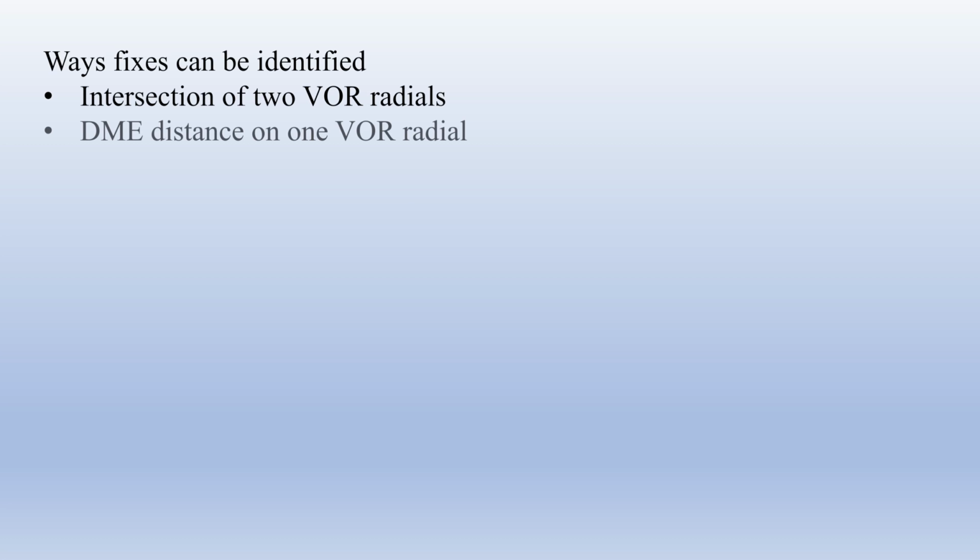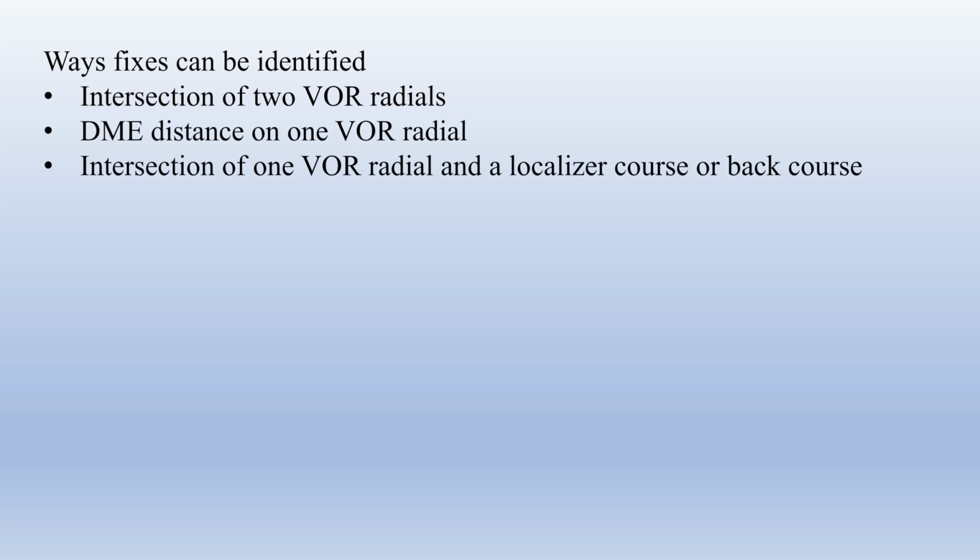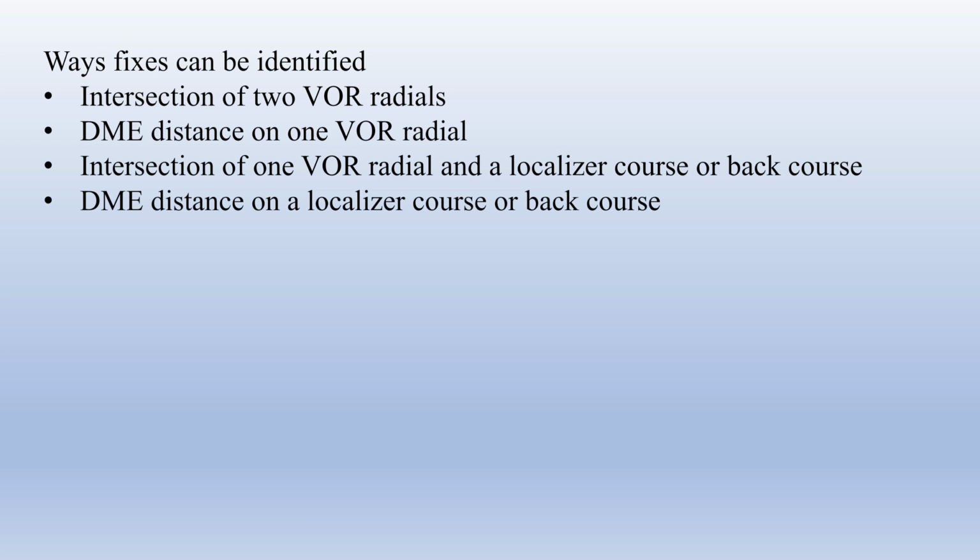There are a number of ways to identify fixes. You can identify them by the intersection of two VOR radials. You can identify them by a DME distance on one specific VOR radial. You can identify them by the intersection of one VOR radial and a localizer front course or back course. And you could identify them with DME distance on a localizer front course or back course. So let's take a look at a chart and talk about the different ways we can identify a fix.